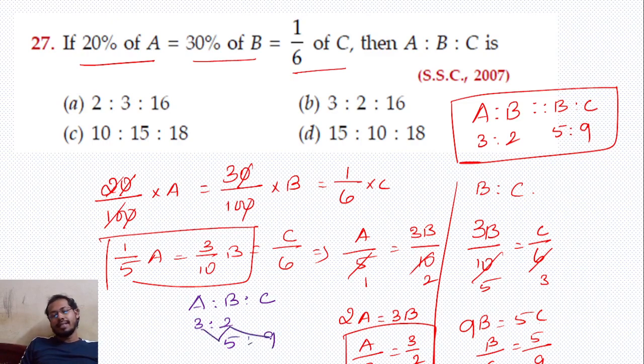Just multiply zigzag, you will get the answer. So 5 3s are 15. Then 5 2s are 10. Then 9 2s are 18. 15, 10, 18 is the right answer.